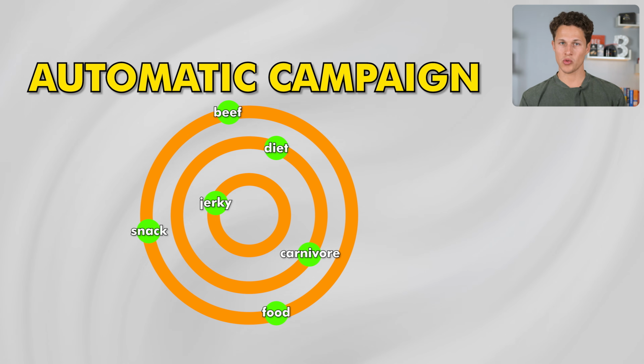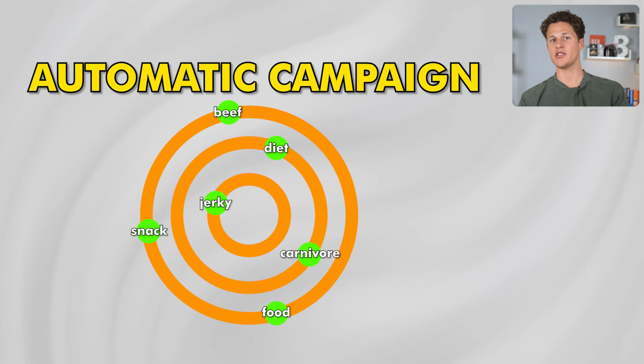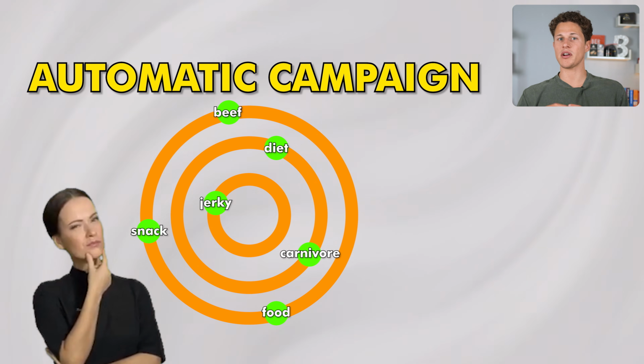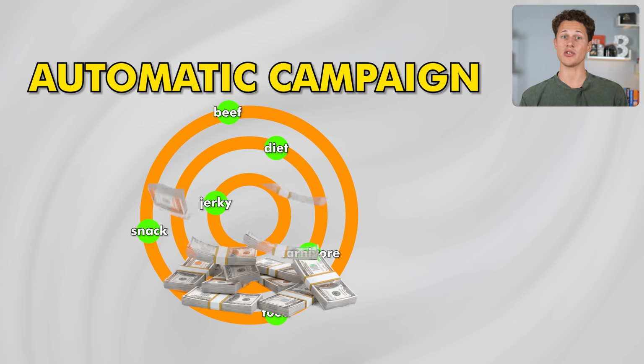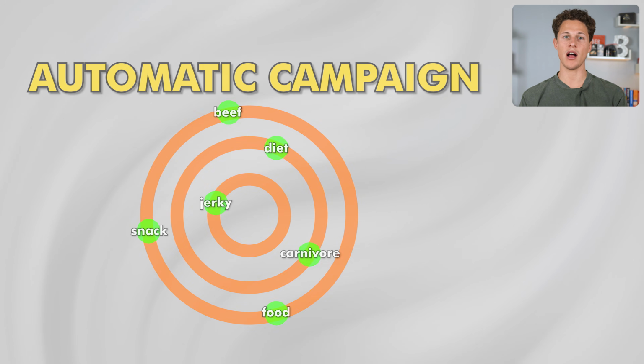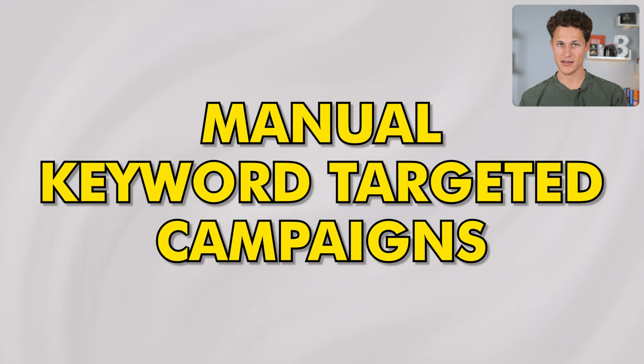Automatic campaigns are great when you're first getting started because you probably don't know what people are searching for. You want to use these automatic campaigns to see what search phrases are actually resulting in money in your pocket. But in the long run, it's going to be more profitable if you set up the manual keyword targeted campaigns.